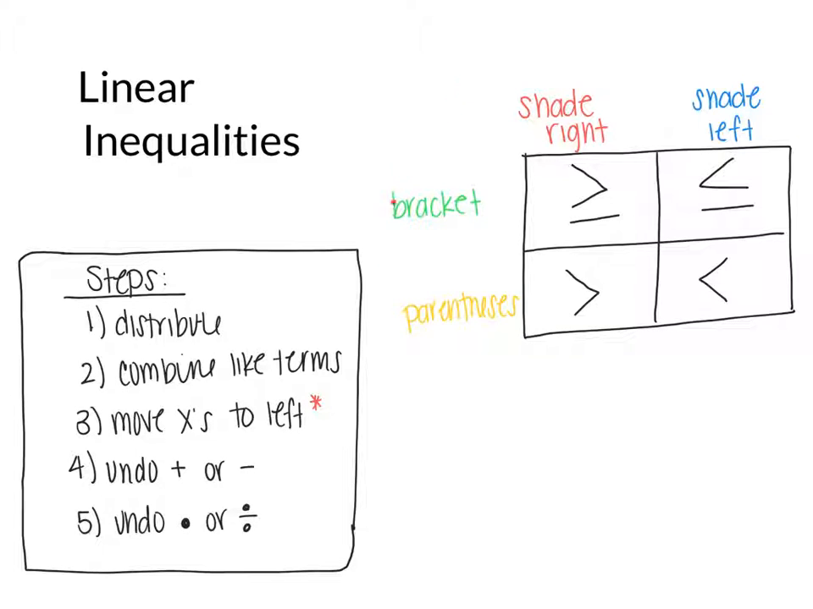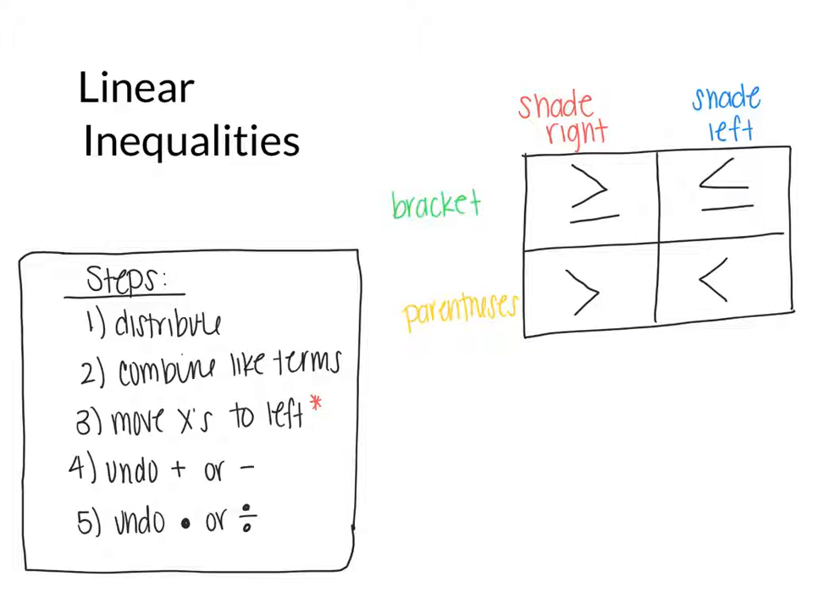And here is your chart for graphing. Once you solve it, if you have greater than or equal to, this chart says you're going to shade right and use a bracket. If you have just greater than, you're going to shade right and use a parenthesis. If you have less than or equal to, shade left and use a bracket. If you have less than, shade left and use a parenthesis. So you'll see down here, anytime you have greater than or less than, you just use a parenthesis. Greater than or equal to, less than or equal to, you use a bracket.